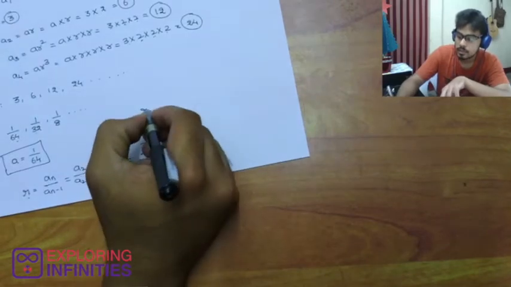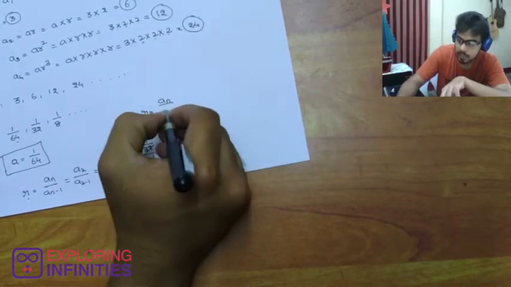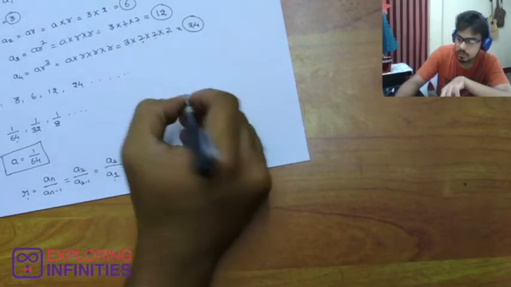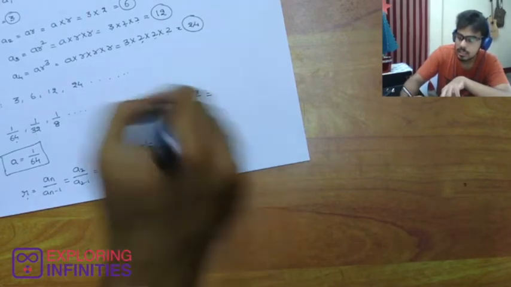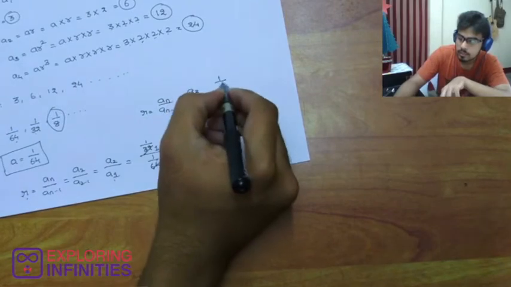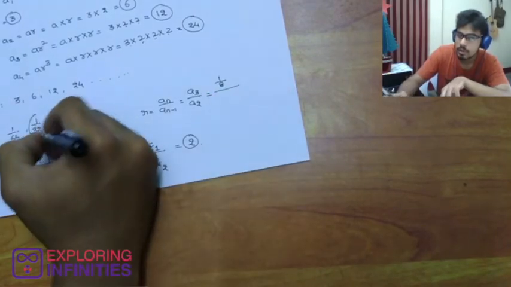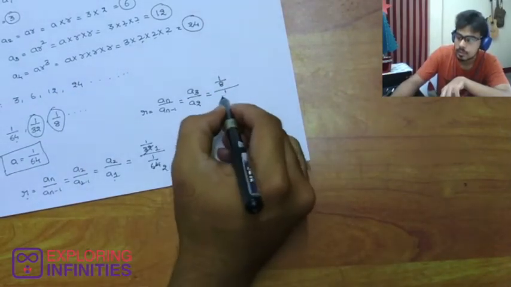R is equal to an by an minus 1. I am putting n is equal to 3. A3 by a3 minus 1 is 2? What is a3? 1 by 8. What is a2? 1 by 32.